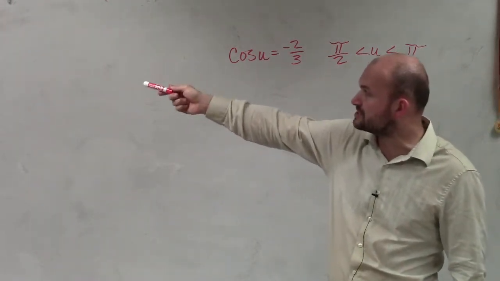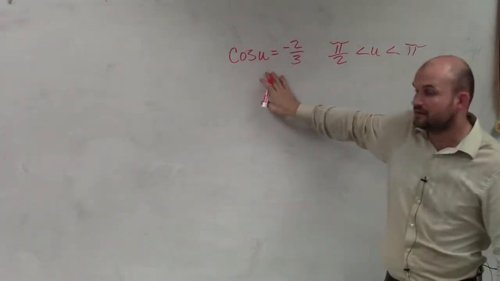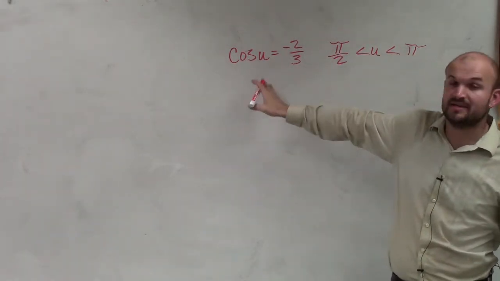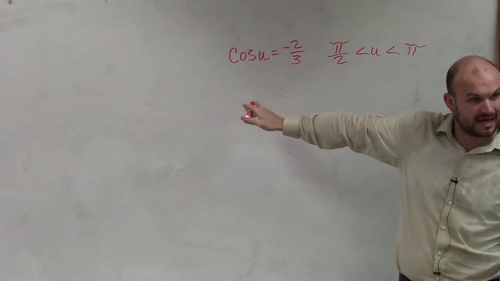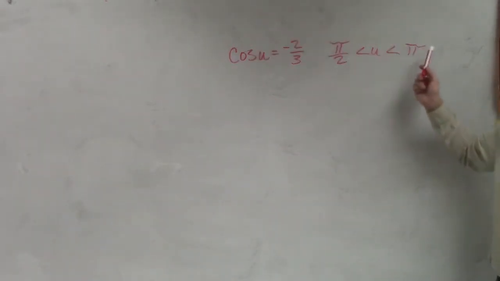But the main important thing is, if you look at those formulas, they're asking us for what's sine of u, what is cosine of u, and what is tangent of u. We are only given cosine of u. So that means we need to figure out what is the sine and what is the tangent. And they have a constraint on u, which means it has to be between pi halves and pi.